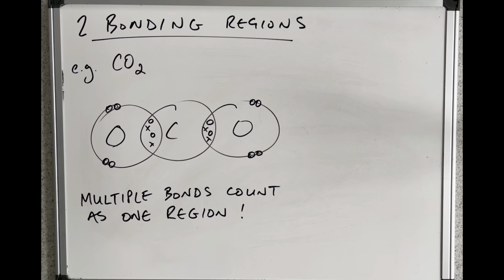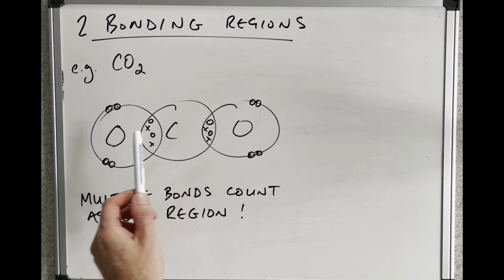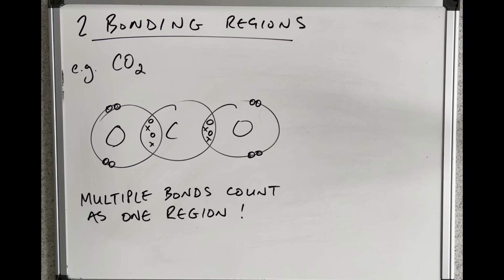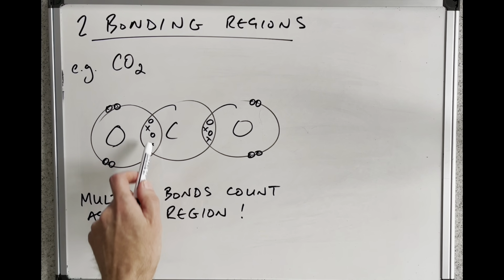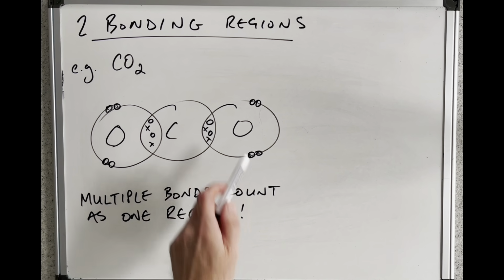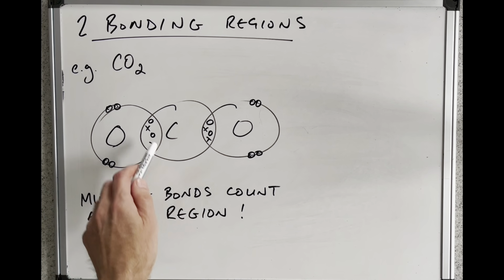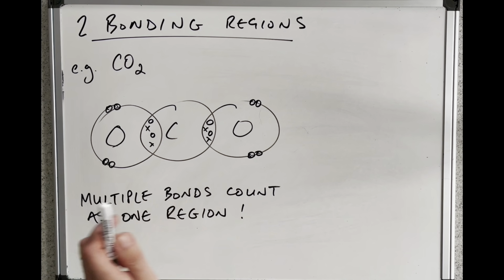You can see I've already drawn up the dot and cross diagram. It's always a good idea to have a dot and cross diagram so you can actually see the numbers of regions, the electron regions in that valence shell. So we've got double bonds between the carbon and the oxygens, and you can see I've written up there multiple bonds count as 1 region. Now there are very, very few examples of 2 bonding regions where you've just got single bonds here. So that's why I'm starting with this one.